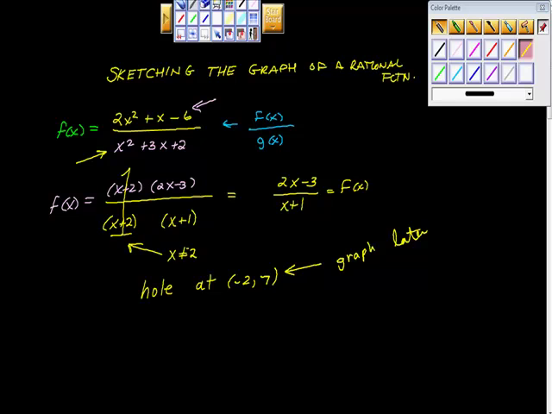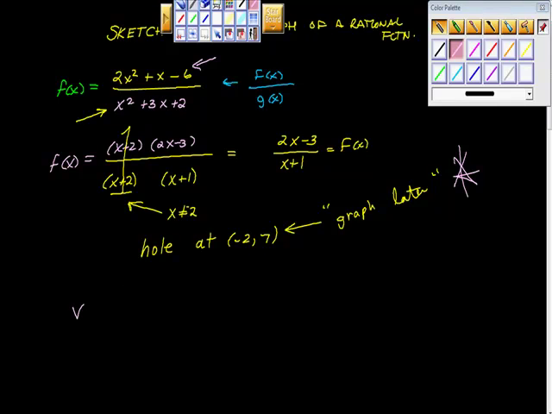And hopefully I'll remember. So maybe I should put a star or something next to it to help me come back to that. So I'm going to move on a little bit here. And now we're just going to figure out, do we have any vertical asymptotes? Well, vertical asymptotes are caused by g of x equaling 0. So x plus 1 equals 0 when x is equal to negative 1. That means we have a vertical asymptote at x equals negative 1.